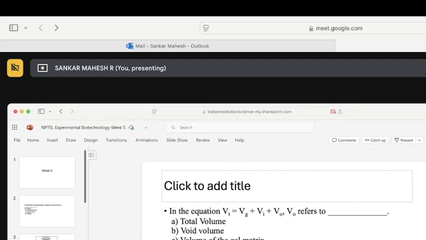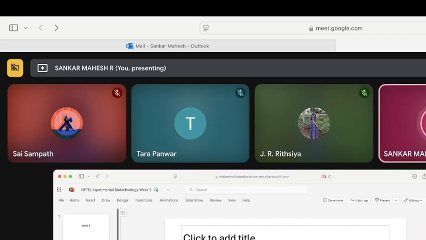Right. So Sai Sampath has told that VO refers to void volume. We'll go through what the different terms would mean as well.